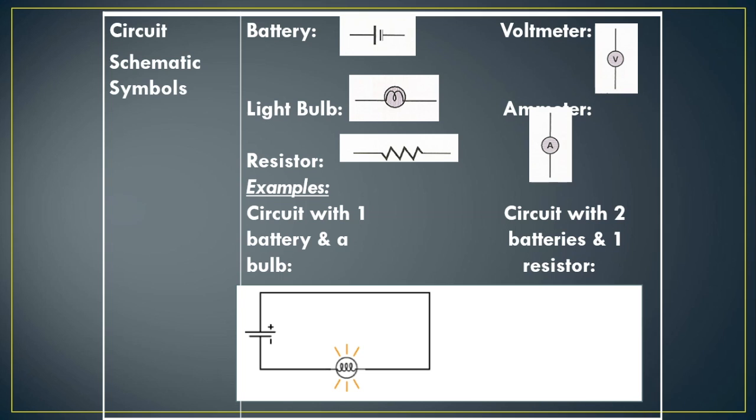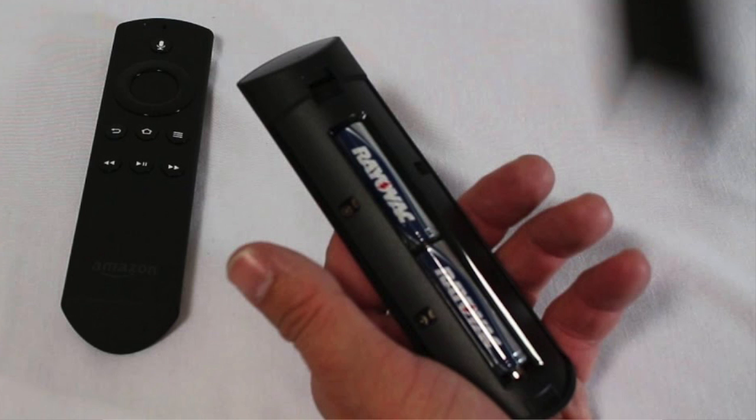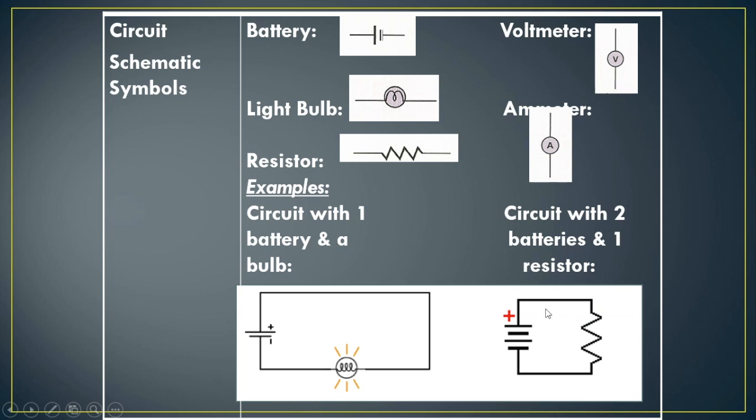Now let's take a look at a circuit with two batteries and one resistor. And here we go. Just like we said, we have these two batteries stacked on top of each other. So we notice that the positive side is stacked on the negative side. And if you guys have ever replaced the batteries in your remotes, you'll notice that too. How in those remotes, you stack the batteries on top of each other, positive to negative. Here's our wire. And then here's our resistor, just like we said, and again it connects back over to the battery.